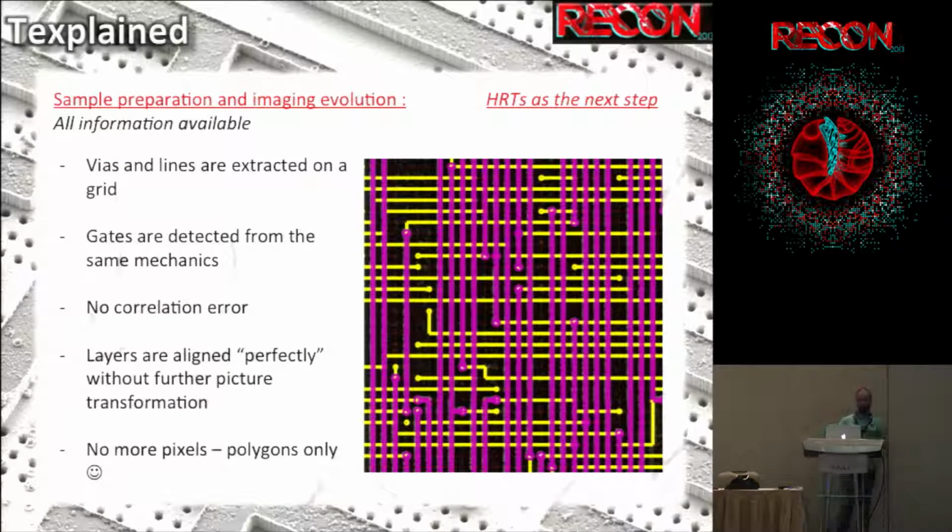Yeah, this is summarizing what I just said. For the gate detection, I don't show gates because it can be an issue. But the gates are detected with the same kind of principle. It detects features and just performs some mathematical operations on the results, you know. So no more pixels, sorry, polygons only, netlist.